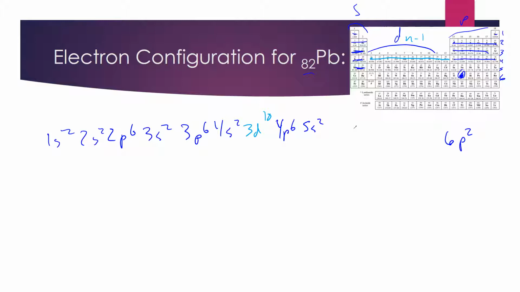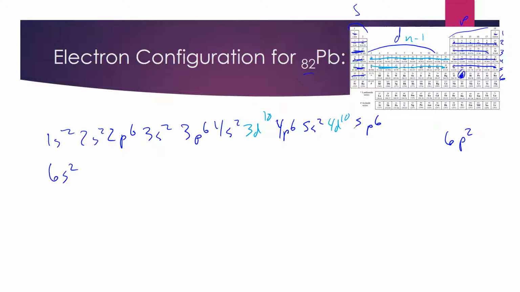We're in row 5, so n minus 1. So our d block is going to be 4d. We know we're going all the way across it. So 4d10. Boom. Okay. Keep going. Back into the p block, so 5p6. Boom. All right.